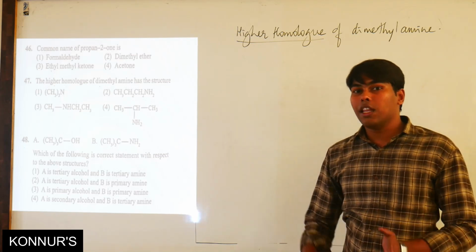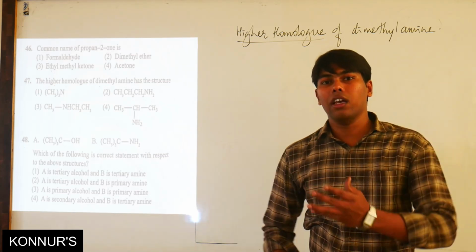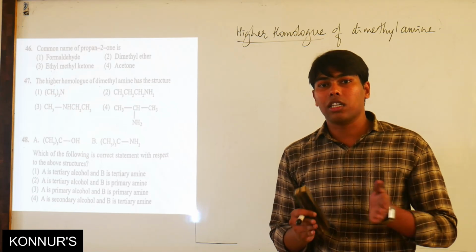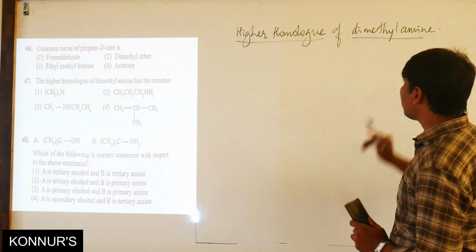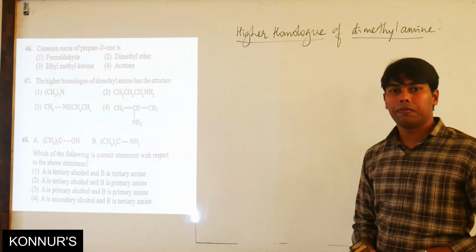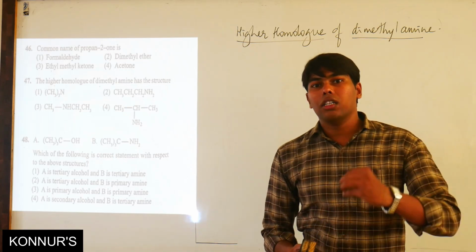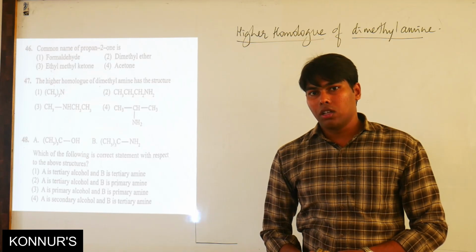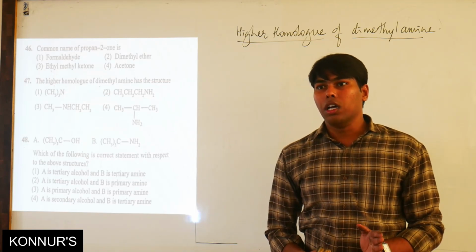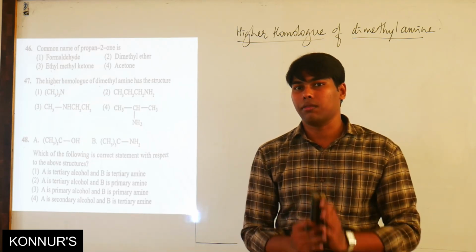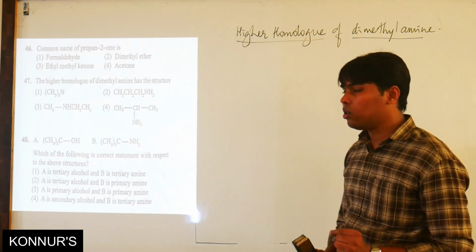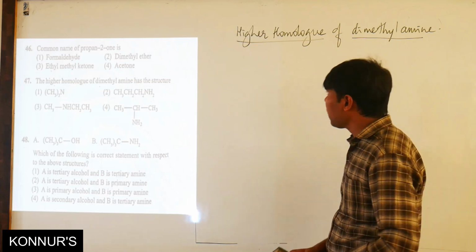Homologous series is a series of same organic compounds having same general formula and successively differ by CH2 group. So we will draw the structure of dimethylamine first, and we will add the CH2 group inside that. On doing these things, a functional group will not change its structure. That is the main key point to solve these kinds of examples.